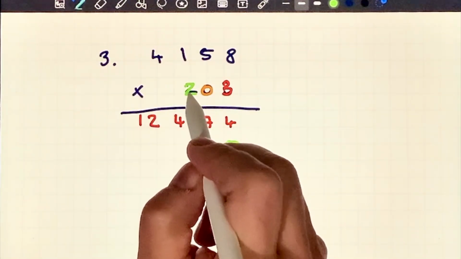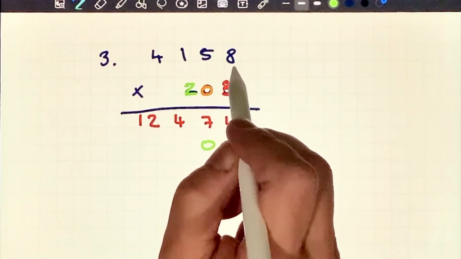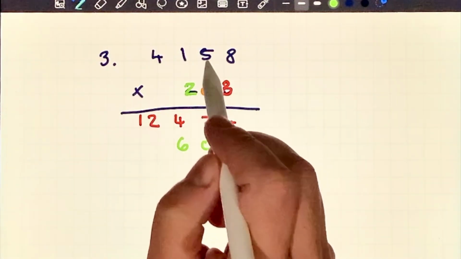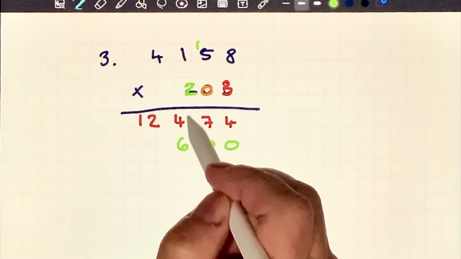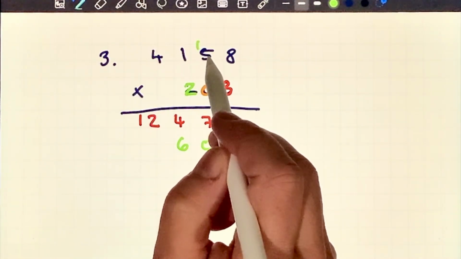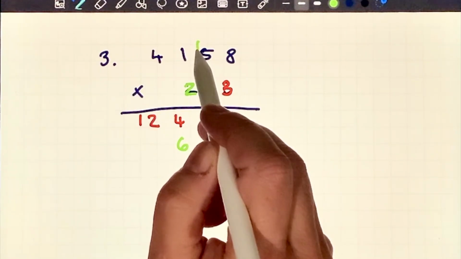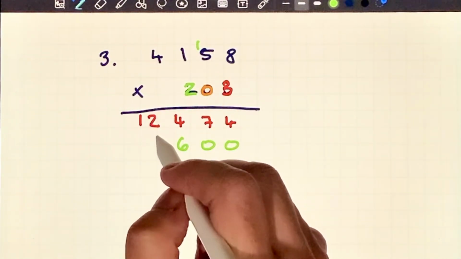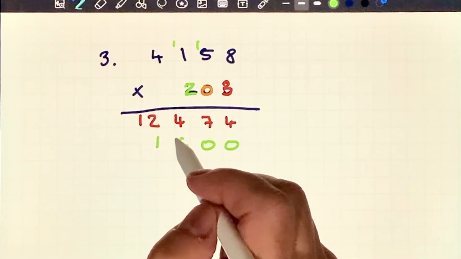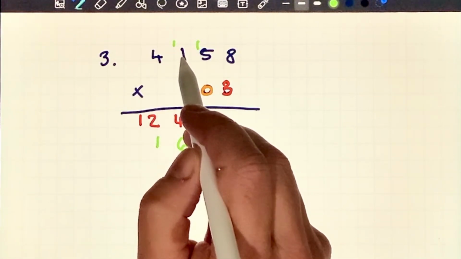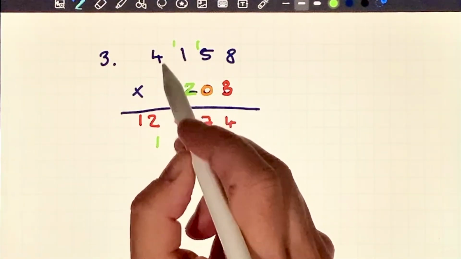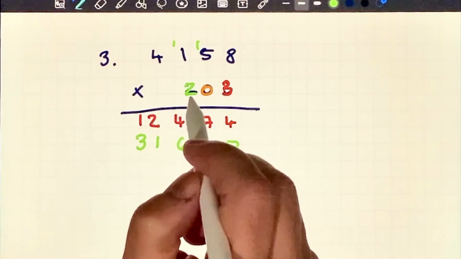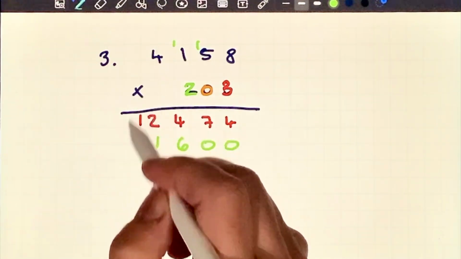So 2 times 8 is 16. 6, carry 1. 2 times 5 is 10, plus the 1 that we carried is 11. 1, carry 1. 2 times 1 is 2, plus 1 is 3. And 2 times 4 is 8.